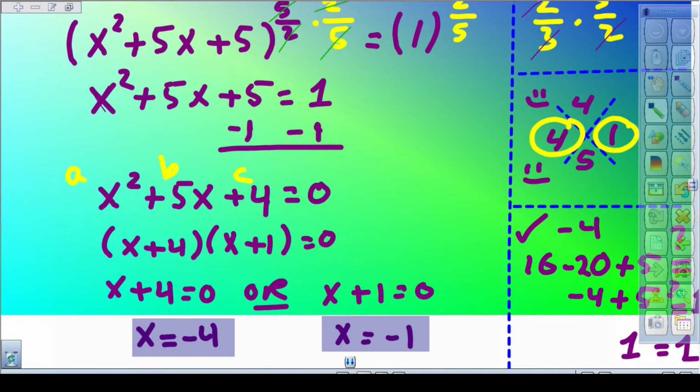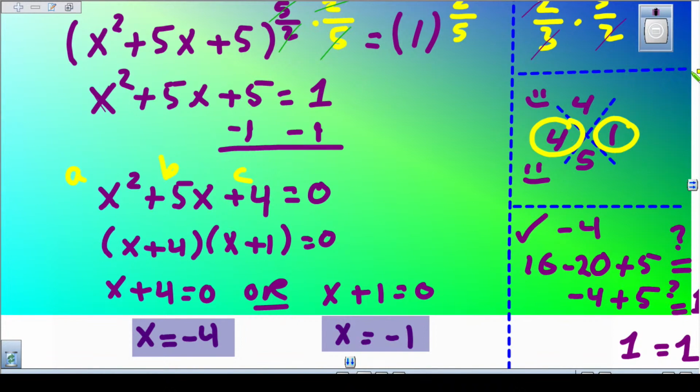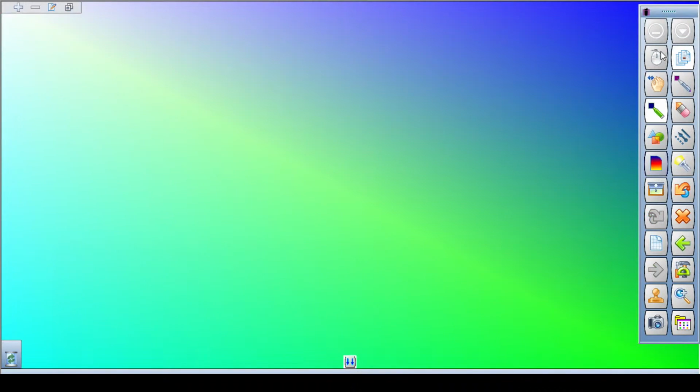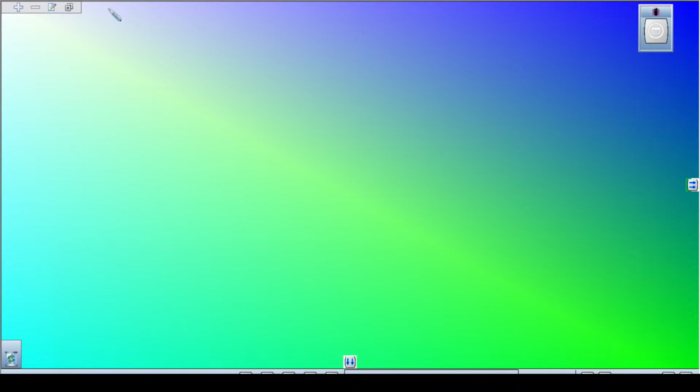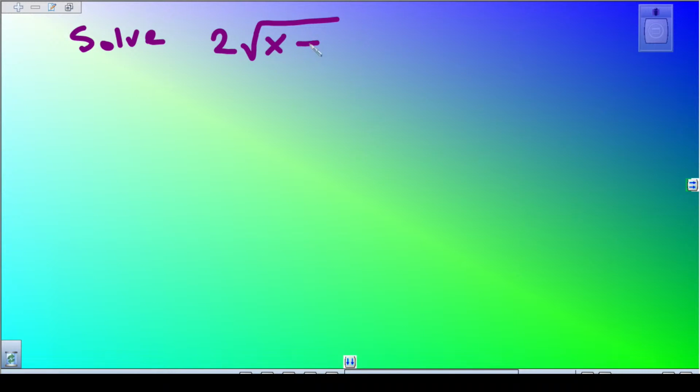I'm going to close with this example here. This example would be the following. Solve 2 square root of x plus 3, and then minus x equals 0. Okay, how do you solve that, Armani?